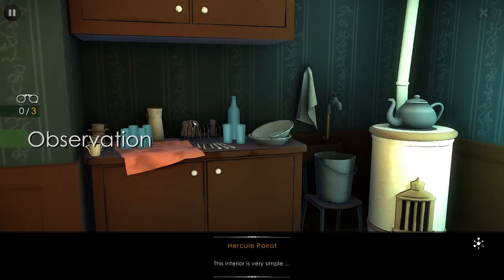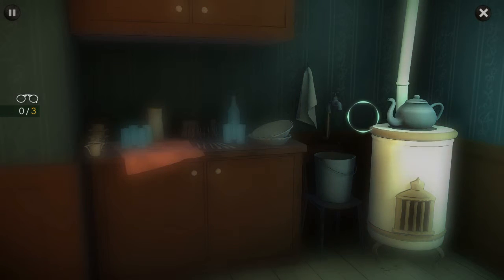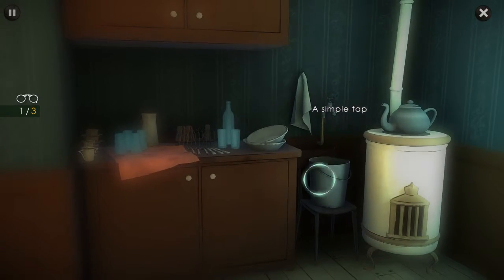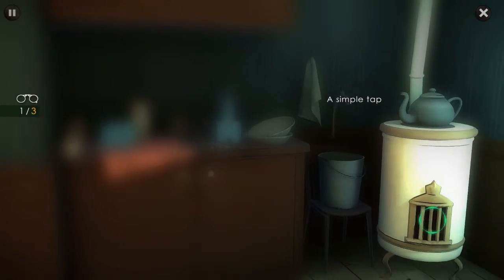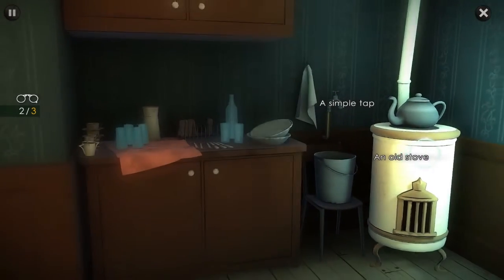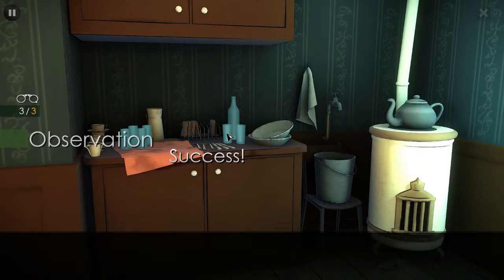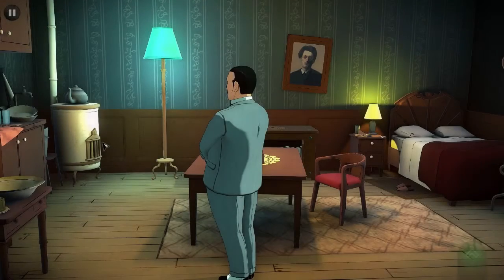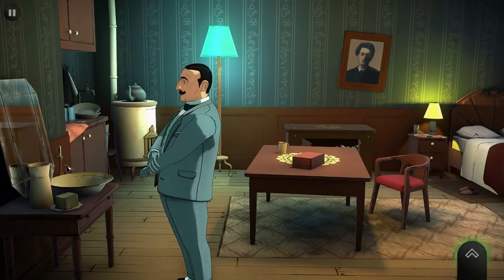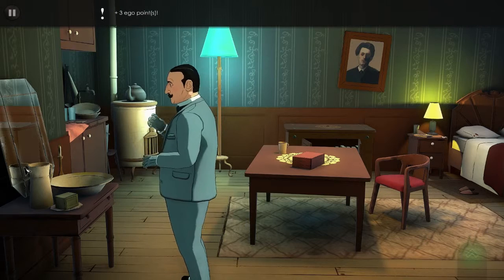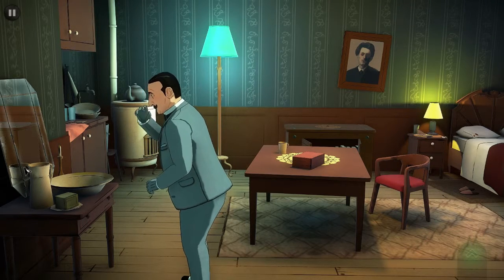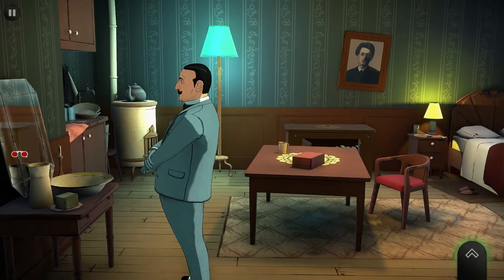This interior is very simple. A simple tap, a bucket, a stove. Mrs. Asher lived very simply. Oh, it's a mirror. I wondered what he was doing, but he was checking himself in the mirror.